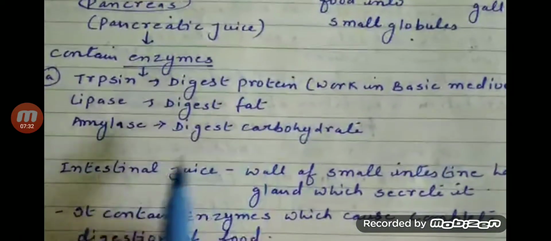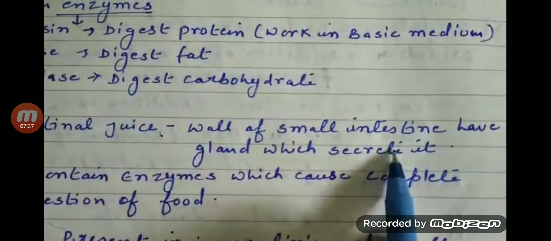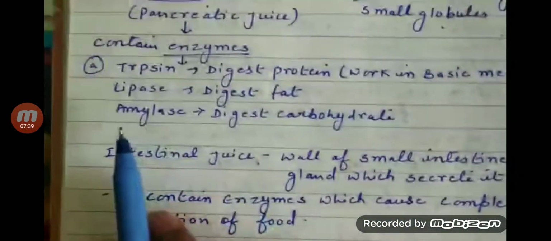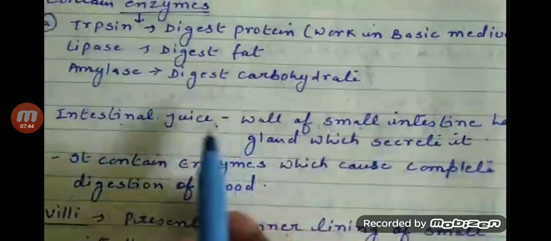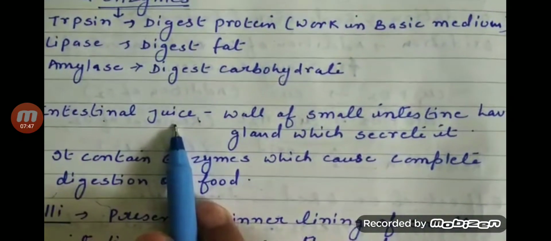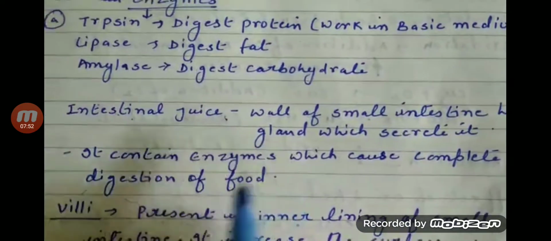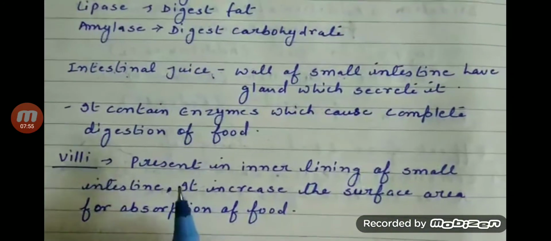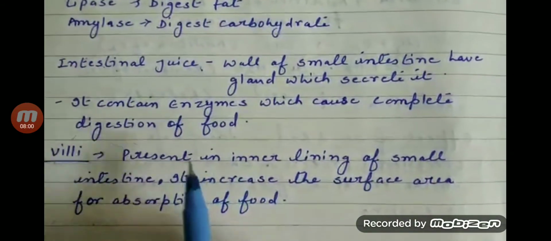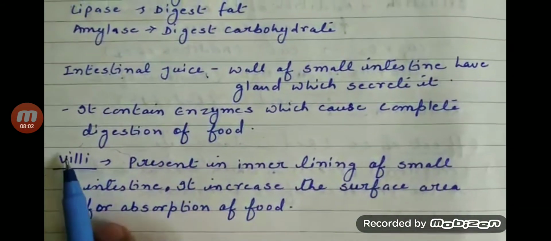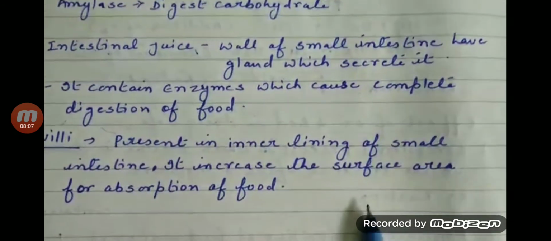One more thing released in the small intestine is the intestinal juice. The wall of the intestine contains glands which secrete this intestinal juice, which causes the complete digestion of the food. It means this intestinal juice again works on the carbohydrates, fats and proteins and converts them into simpler substances. The inner wall of the intestine also has finger-like projections called villi. Villi cause the absorption of the food material by providing a large surface area.